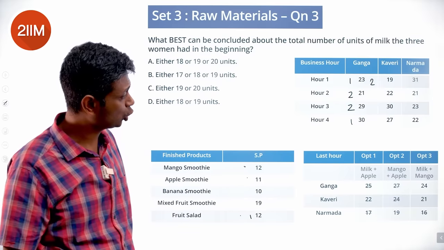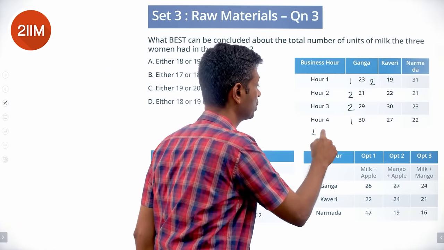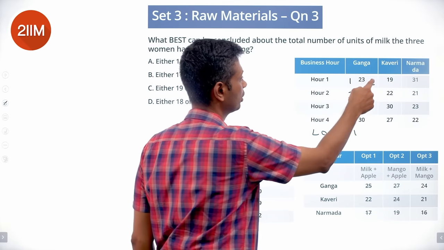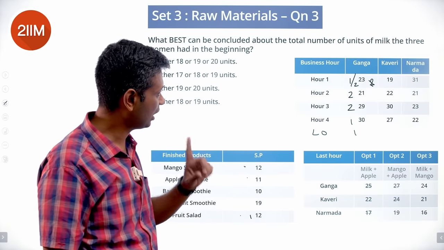And then what does she throw away? She has leftover one milk and one mango. So in leftover, there is one unit of milk. And so this could be, I'm going to erase this like this, 1 or 2. Lovely. Now let's move to Kaveri.